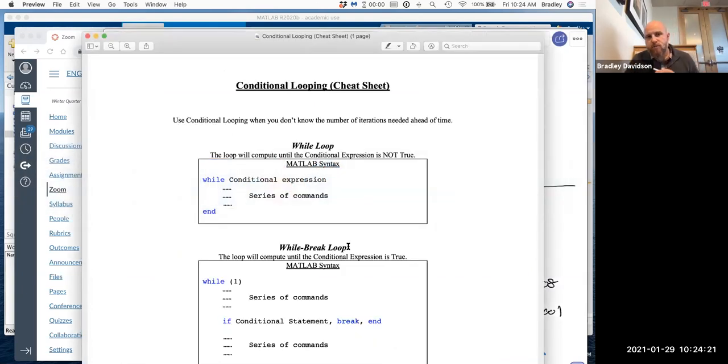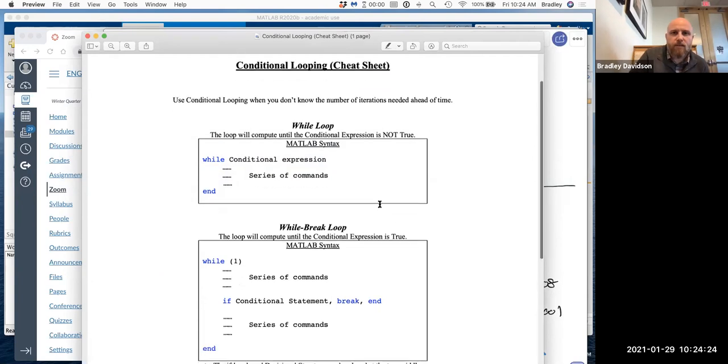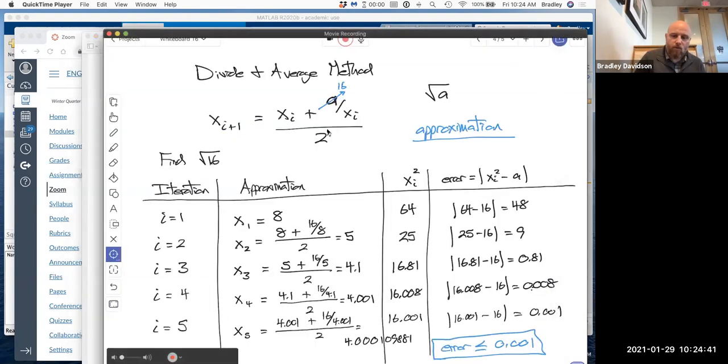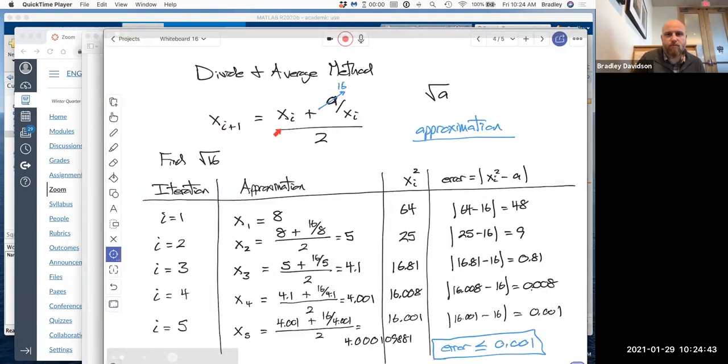And if you're familiar with while loops, then I hope that you can see the structure here where we're defining our problem. And then in the while loop, our error tolerance lands in that conditional expression, and it's the series of commands below it that are our divide and average method. Okay, so there's some starter code. I want you to pull that up and get ready for it.